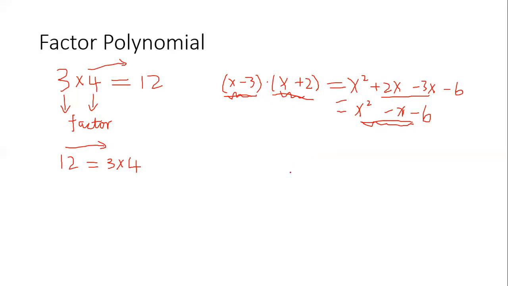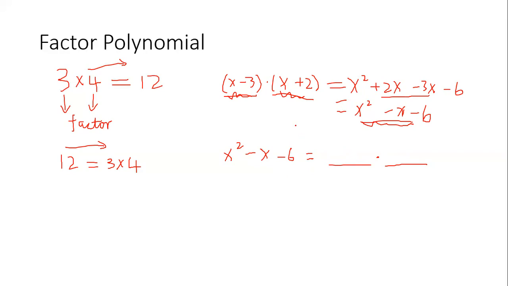Now, factoring a polynomial means you are given a polynomial like this, and you want to write it as two or more polynomials of smaller degree, or fewer terms, multiplied together. That is called factoring a polynomial. It's an inverse process of the multiplication.